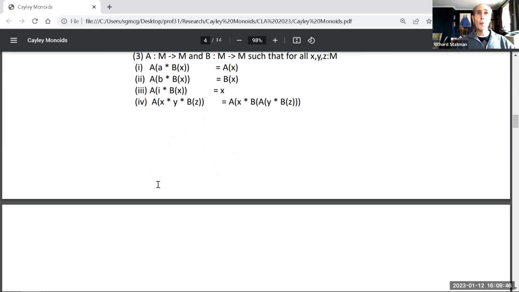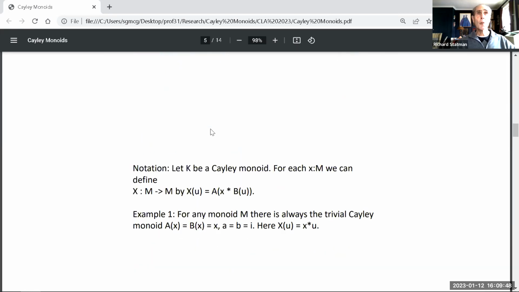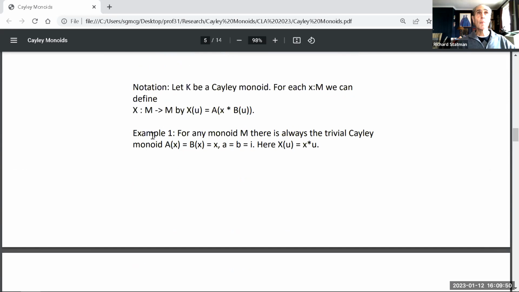Examples. Well, of course, there's the trivial example always. Everything's the identity. And then, of course, the map associated with little x, that is capital X, is simply product. That's Cayley. All right, but the Cayley will appear in a different way as well. So let me repeat. For little x in M, I associate a mapping, which is simply this.